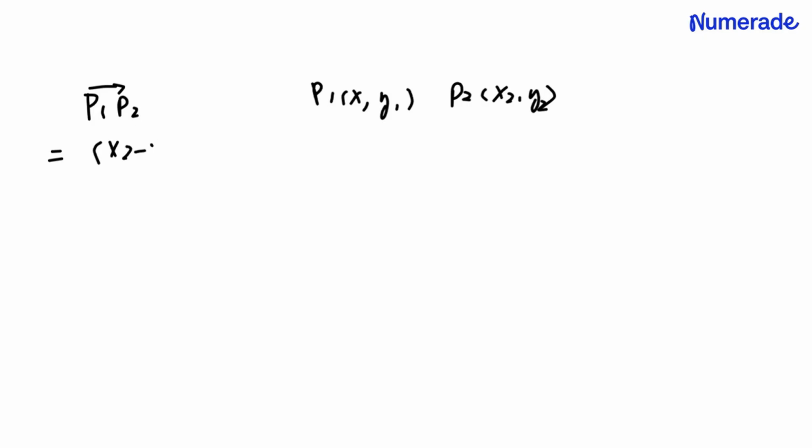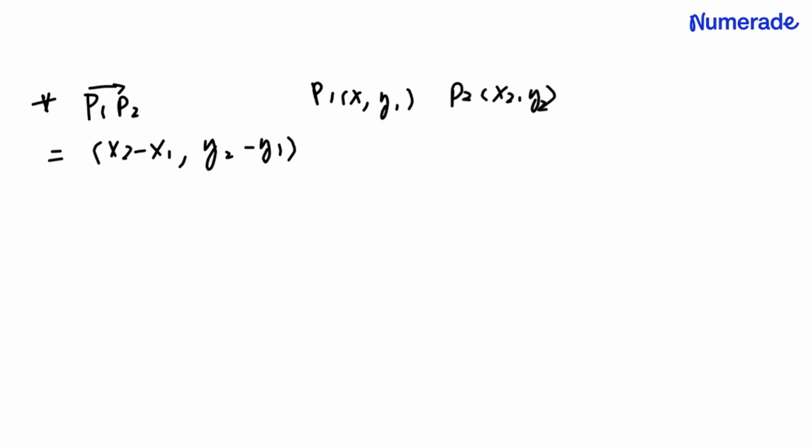Let's say for a vector between the two points from p1 to p2, say p1 has a coordinate of x1, y1, and p2 has a coordinate of x2, y2. Then p1p2 can be calculated by x2 minus x1 and y2 minus y1. So this will be our formula.